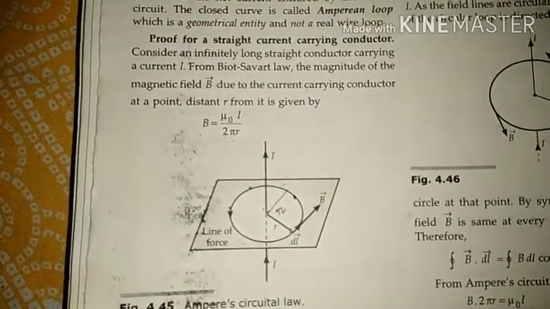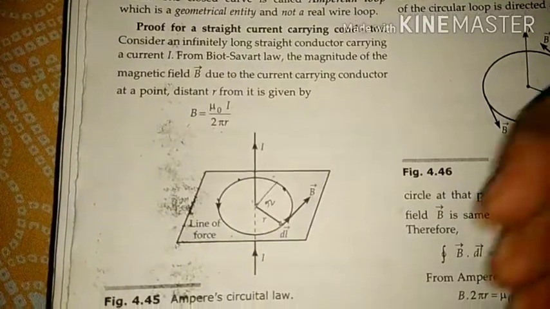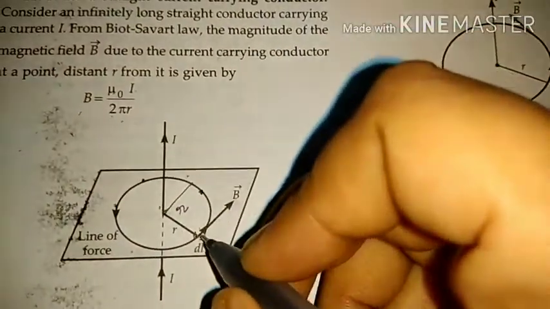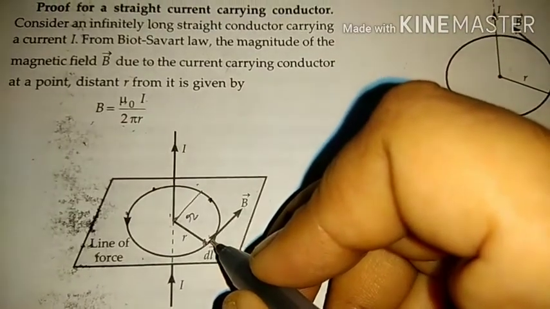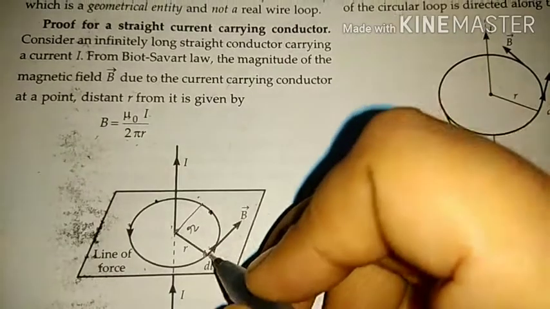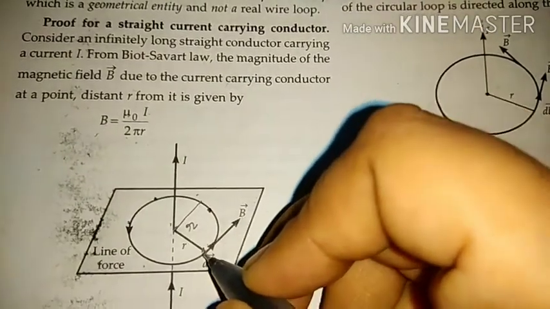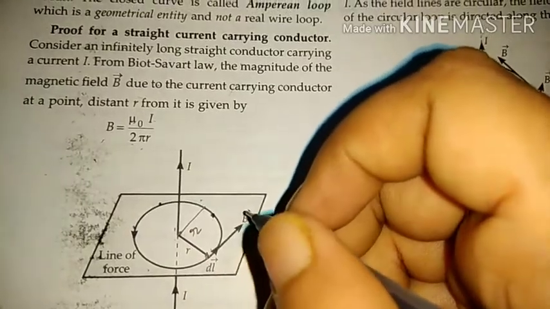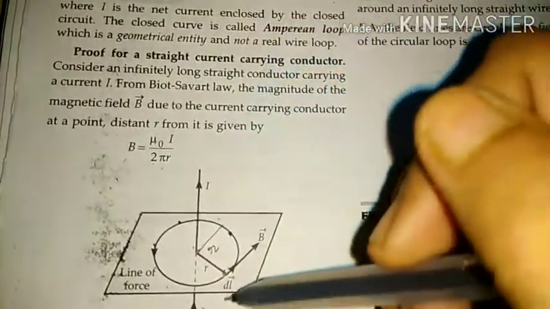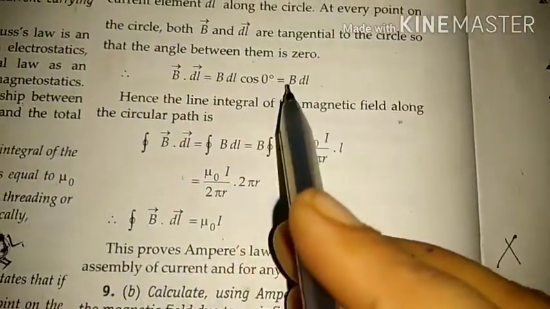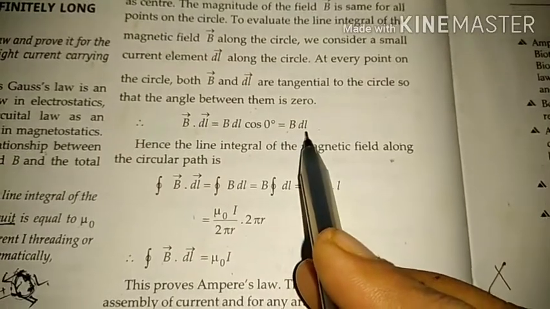Now if we consider a small current element dl, and this dl and B are directed along the same direction, we can say that the angle between dl and B will be 0. So what we can write is B dot dl equals B dl cos 0 degree, that is equal to B into dl.